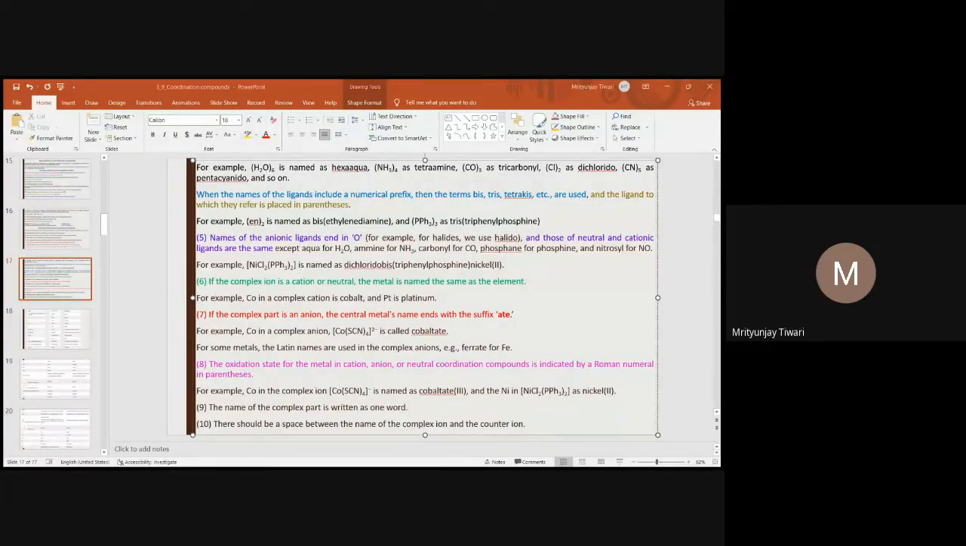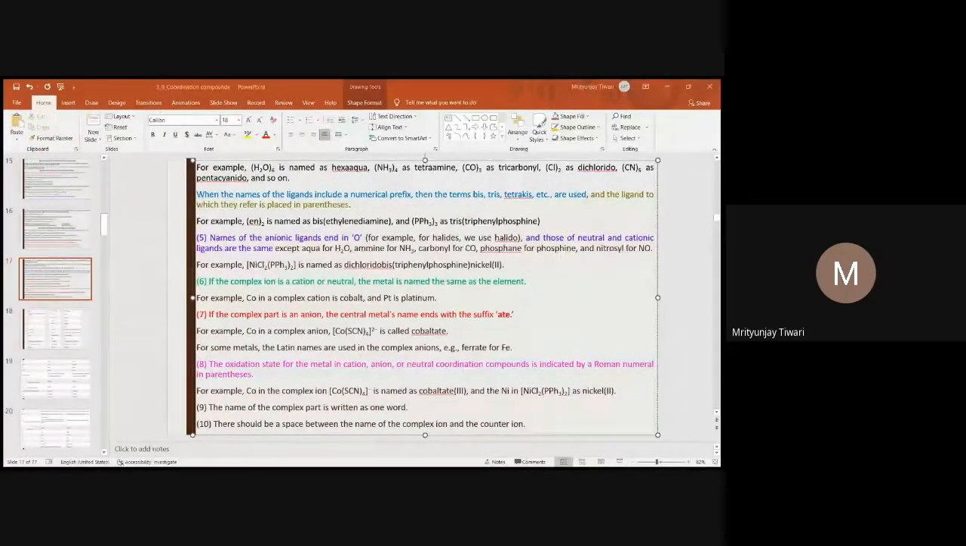So methyl isocyanide. This is azide. The azide is the ligand N3 minus. N3 single minus is called azide, and the common name of this ligand, if it behaves as a ligand, is called azido, and the IUPAC name will also be azido. From azide you remove E and write O, azido, and so on.